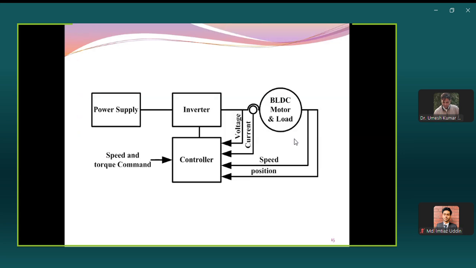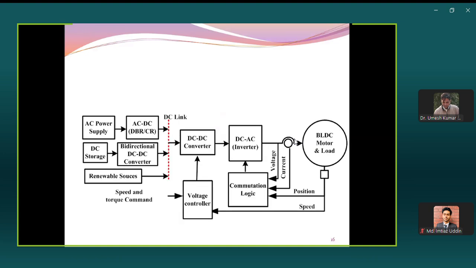We can see in this system we have the DC link also. We can provide the supply from a renewable energy source, or from DC storage like a battery and supercapacitors. We can provide higher or lower power from the bidirectional DC-DC converters. If the DC storage is at lower voltage, we provide the boost converter and buck converter on the DC battery side. So we have this complete system of the BLDC motor.